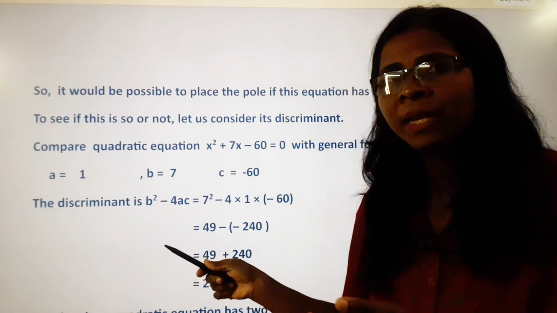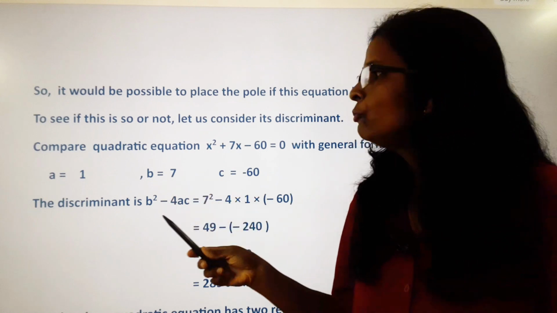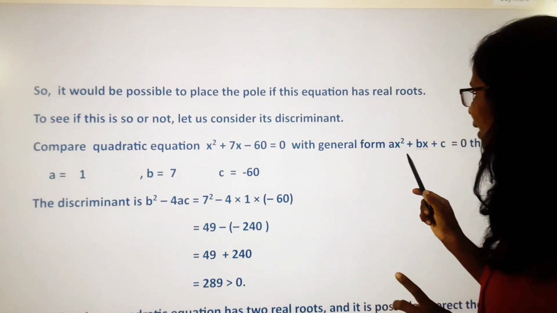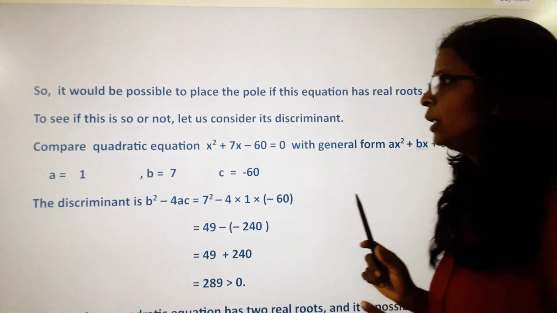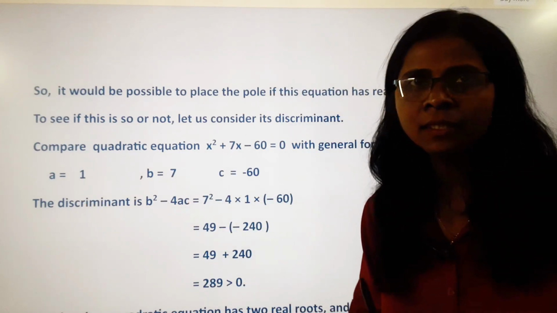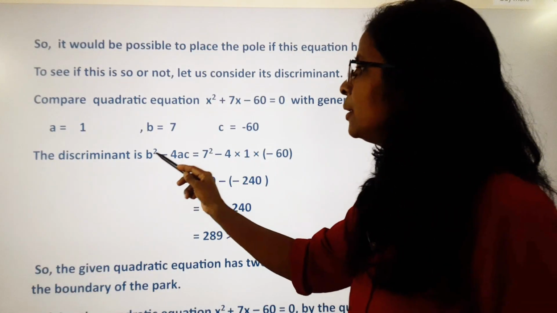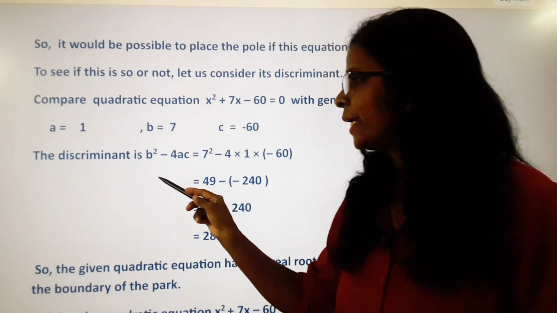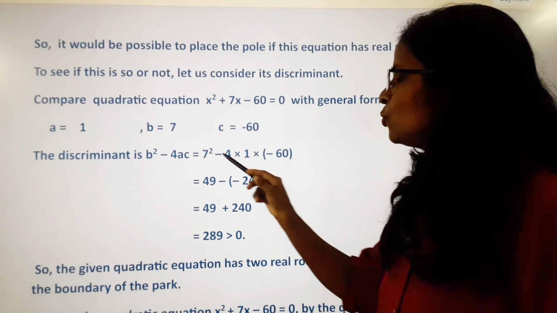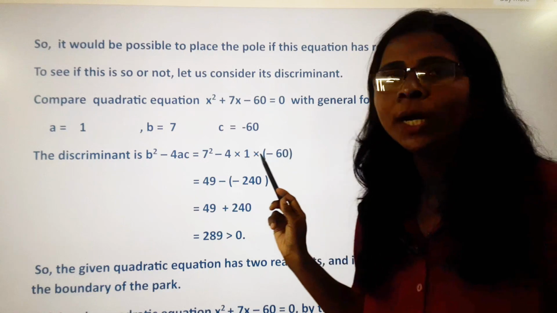But before that, we compare this given equation with the general form of a quadratic equation, ax square plus bx plus c is equal to 0. Then we get a is equal to 1, b is equal to 7 and c is equal to minus 60. Now putting these values in the discriminant b square minus 4ac, we get 7 square minus 4 into 1 into minus 60. So square of 7 is 49 and the product of these is minus 240.